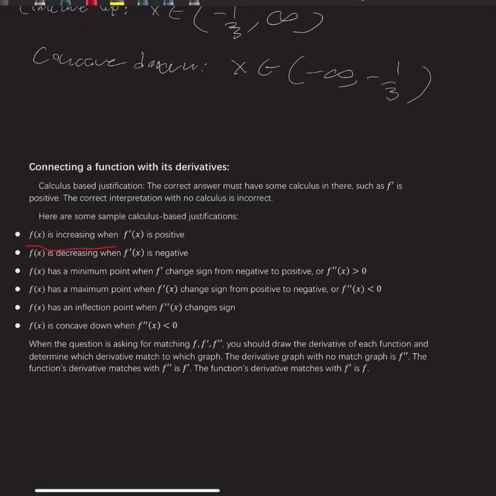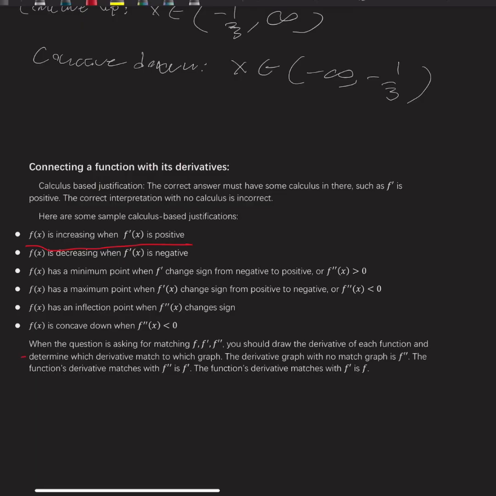So here is some calculus-based justification. f of x is increasing when f prime of x is positive. f of x is decreasing when f prime of x is negative. f of x has a minimum point when f prime changes sign from negative to positive. f of x has a maximum point when f prime of x changes sign from positive to negative. f of x has an inflection point when f double prime changes sign, and f of x is concave down when f double prime of x is less than 0.